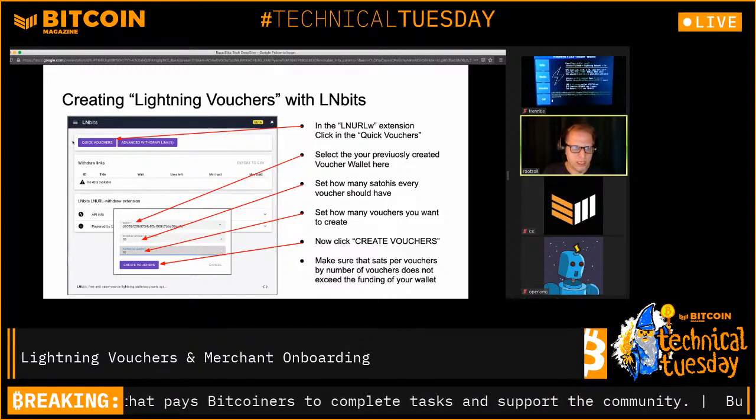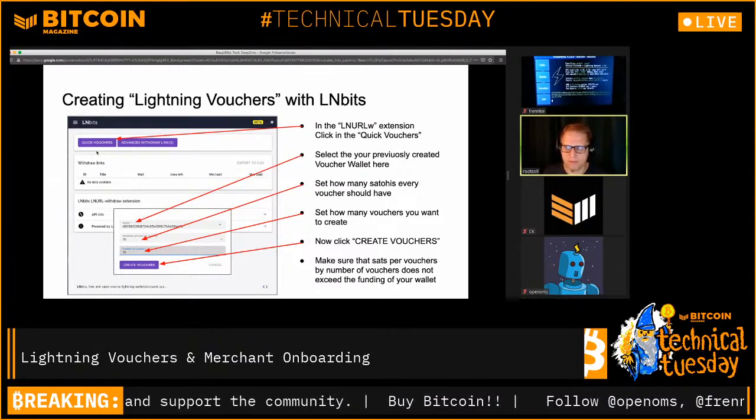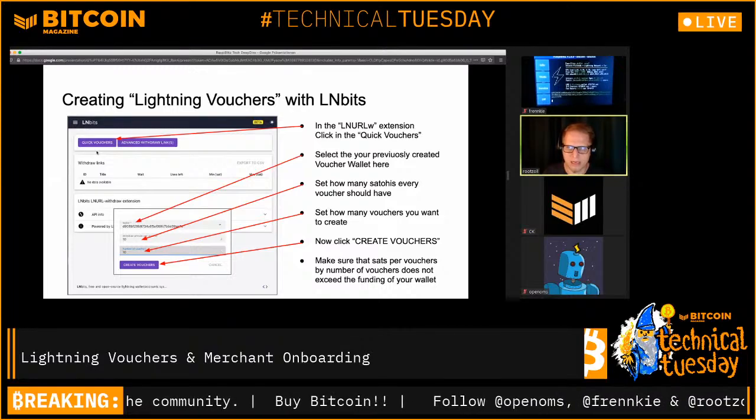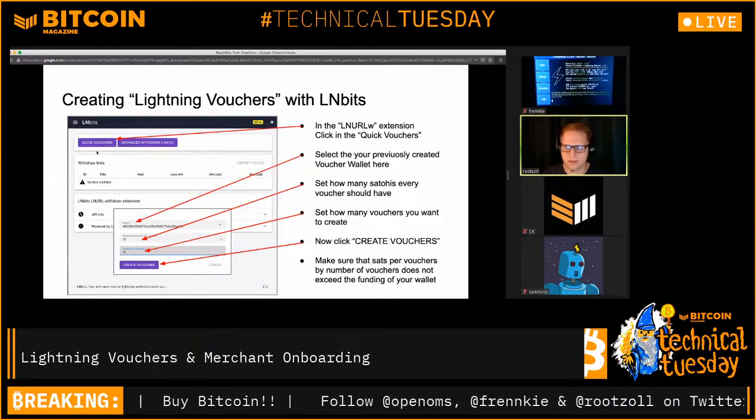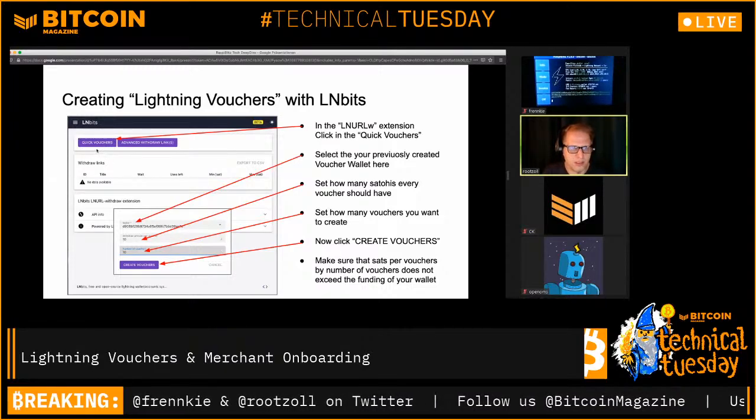So what do you see here? You see here's a button, quick vouchers. This is very new. So if you just have installed 1.6 and you have LNbits already, you maybe don't see this. This is very new. I will talk to you at the end about how to get the latest version. But this is now a new addition here. There's a quick vouchers button.